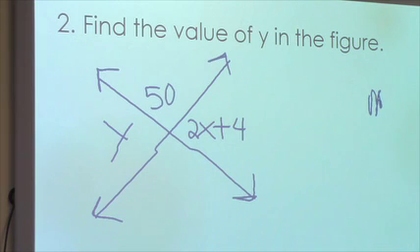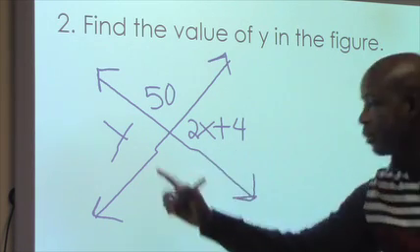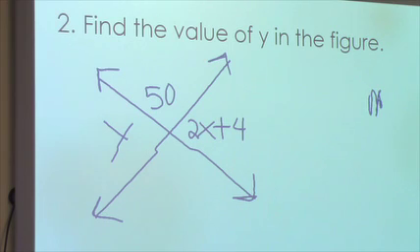But here we want to find the value of y. So basically, if I were to set these two vertical angles to be equal, the problem is I'm going to have two unknowns in this problem. So even though this problem is asking me to find the value of y, I will go ahead and find both the value of y and x as a means of exposing you to more problems.